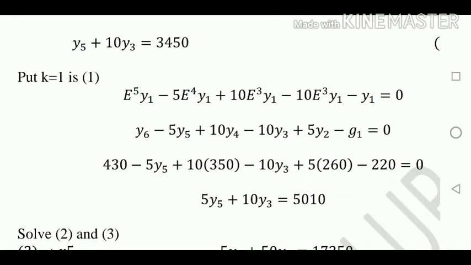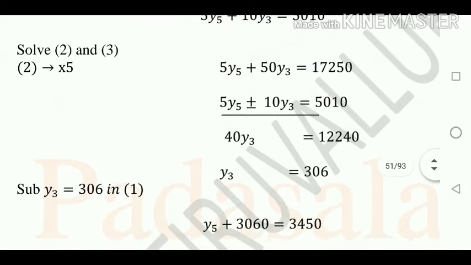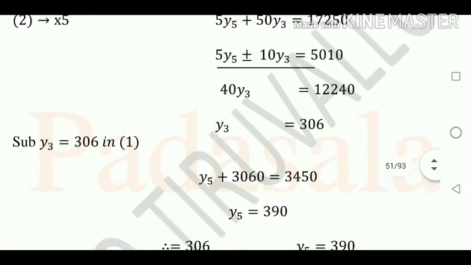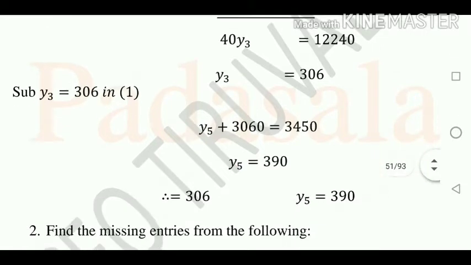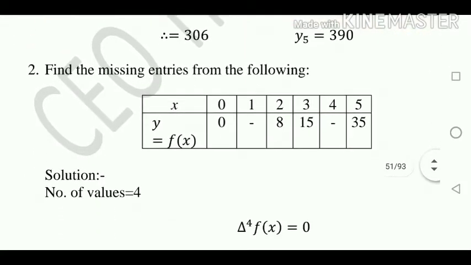By solving these two equations, we are getting the value of y3 as 306. After substituting this value, we are getting y5 equal to 390. So this is the 5 mark sum asked in your public exam also. Then, find the missing entries from the following. So we are finding the missing term.